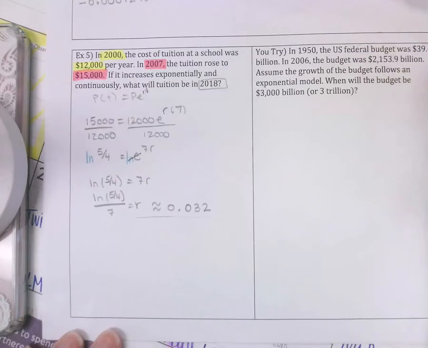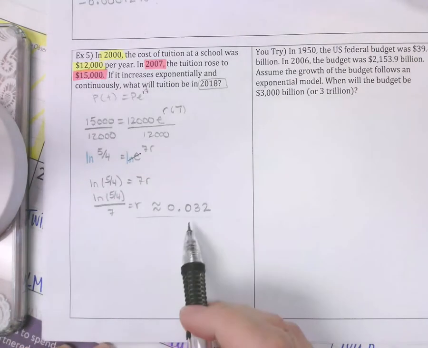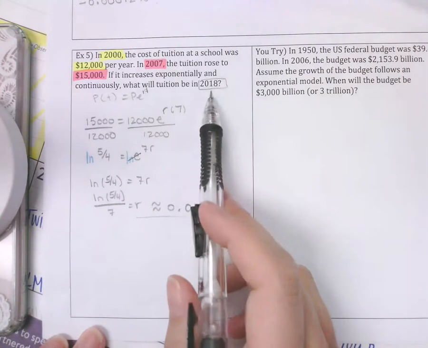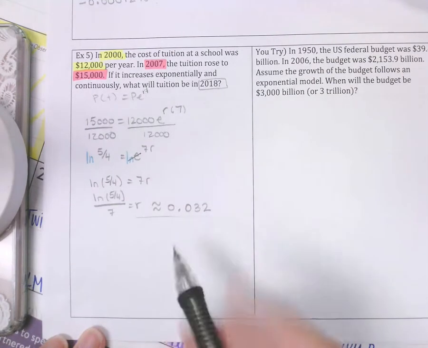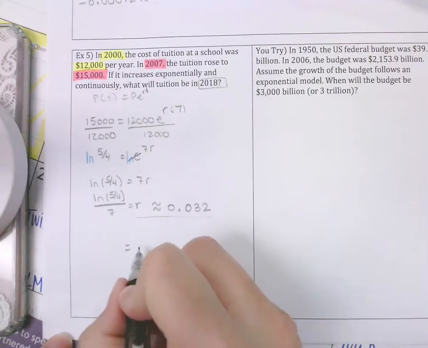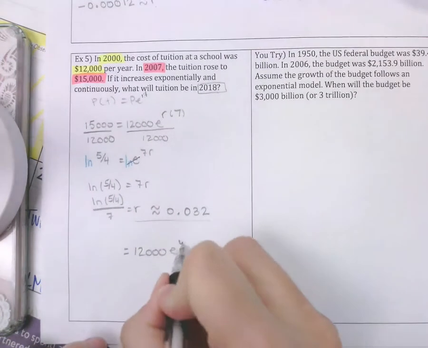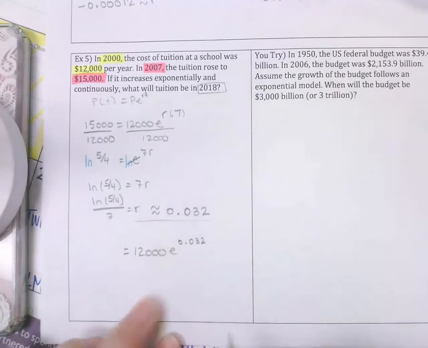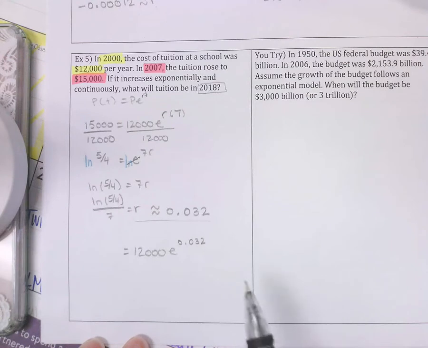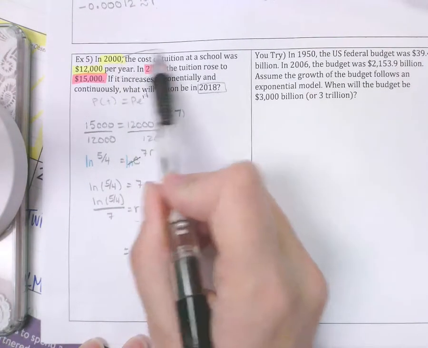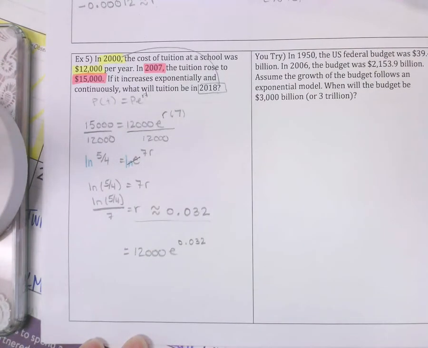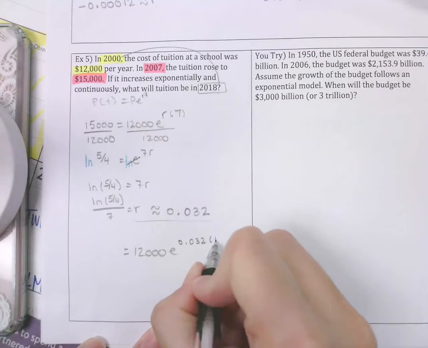This is not the answer to the question. So now that we have R, now we're gonna predict what tuition will be in 2018. This is easy. So again, we knew that it started at $12,000 and it grows, now we know the rate. How many years will it be between 2000 and 2018? That's what we gotta find. I'm gonna say 18 years. So that's my T.